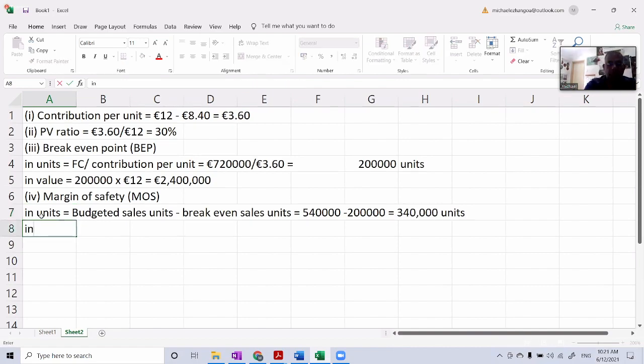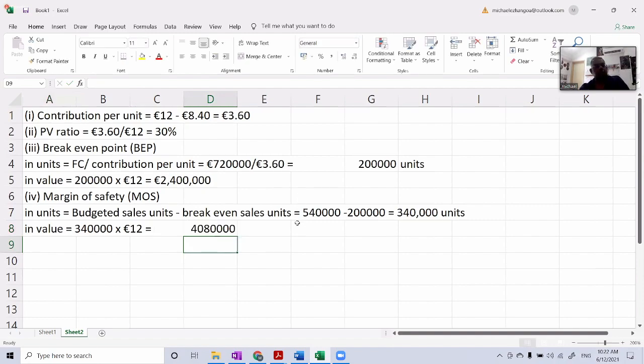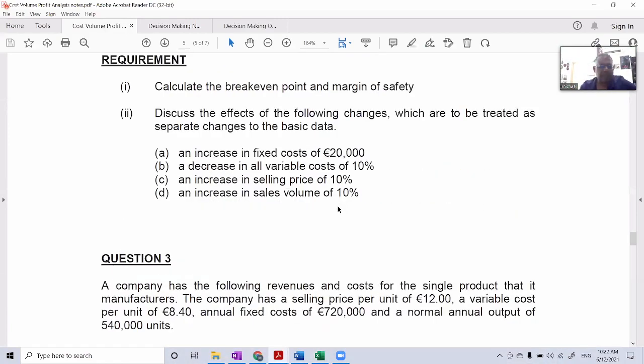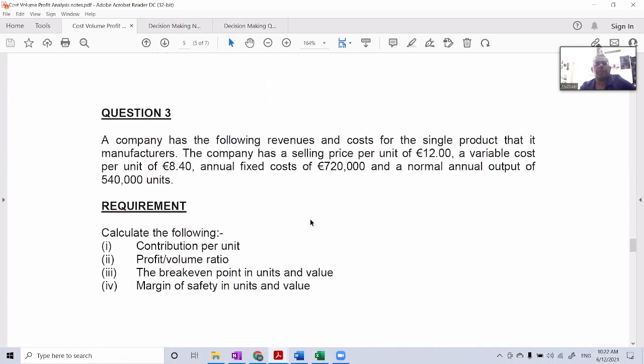And in value, we take 340,000 times selling price of €12. Okay, so 4.08 million. It's as simple as that. They didn't ask us to work out the margin of safety ratio, so there's no reason to calculate the ratio. So question 2 and 3, not too difficult, I think. Yeah, fairly straightforward.